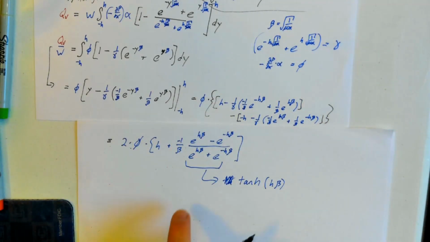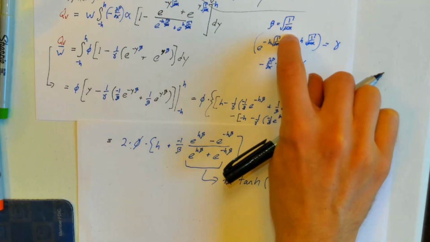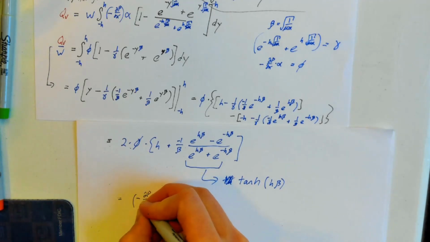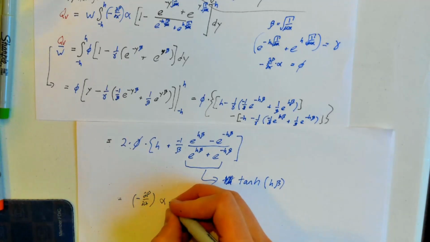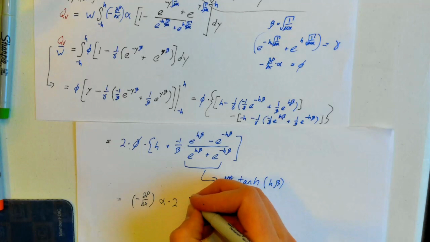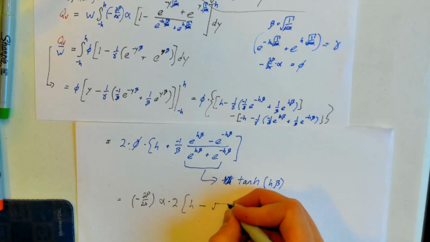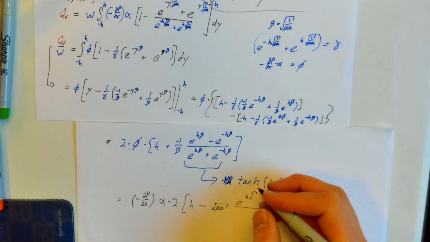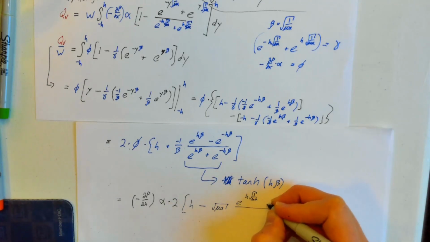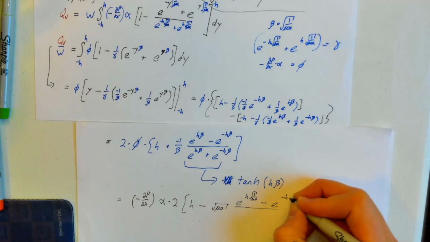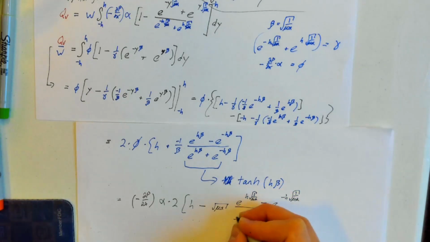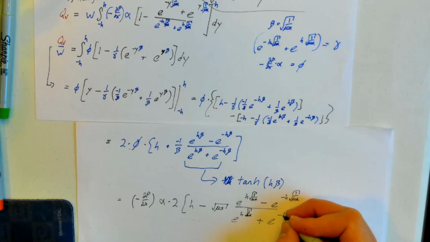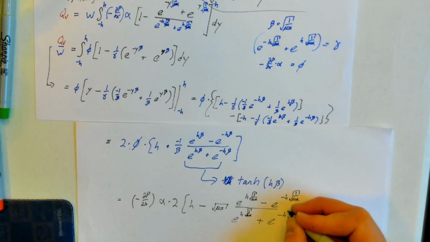So I have this result right here. If I want to express it back in terms of mu's and alphas and all that stuff, I could do so here. So I end up with minus dp dx times alpha times 2 of h minus square root of mu alpha, times e to the h square root of 1 over mu alpha minus e to the minus h square root of 1 over mu alpha, over e to the h square root of 1 over mu alpha plus e to the minus h square root of 1 over mu alpha.